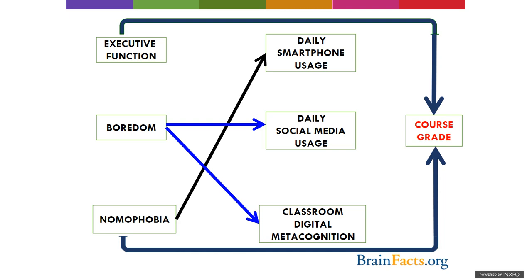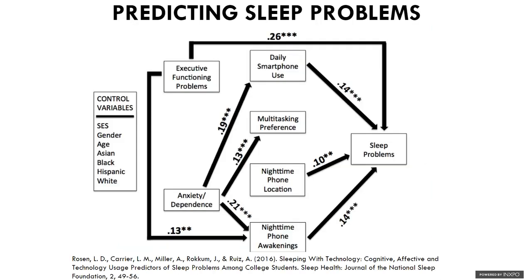Those with nomophobia had more smartphone daily usage, more daily social media usage, and also suffered from classroom digital metacognition problems. And then both social media usage and metacognition predicted their final course grade. You can see the why is actually kind of complex. It's a combination of what I would say are cognitive variables, like executive function, affective variables like nomophobia, and then boredom, which I think is sort of a cognitive and affective variable both at the same time, impacting smartphone usage or social media usage or metacognition, which then in turn influences grade.